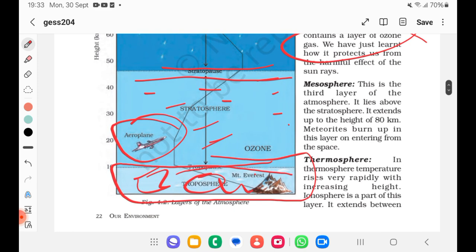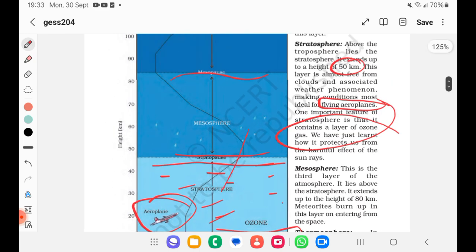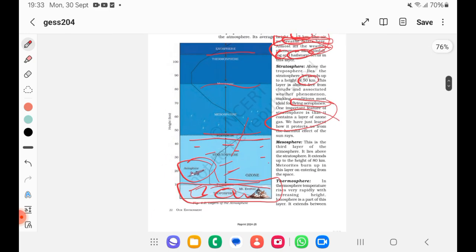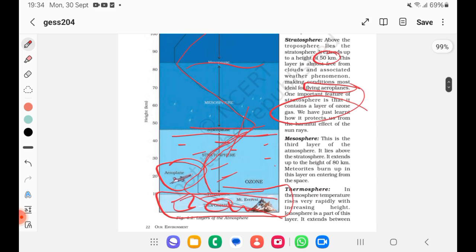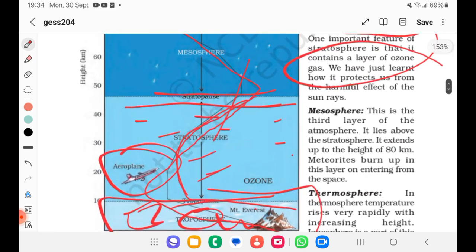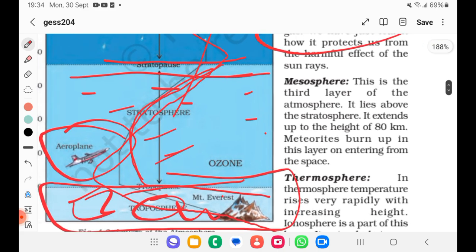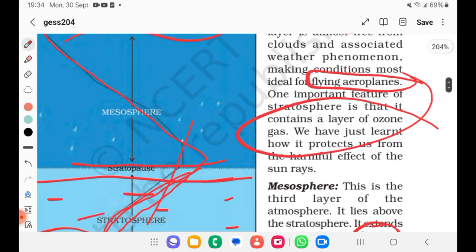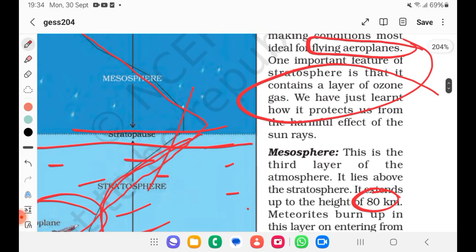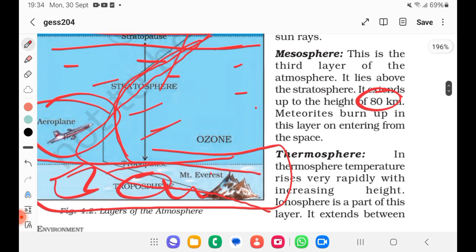Okay. Next we have a mesosphere. See, the next one. This is the temperature line. So as we go up, in troposphere temperature reduces, then in stratosphere it increases, in mesosphere it reduces, and in exosphere it increases. Okay. So mesosphere, this is the third layer of the atmosphere. It lies above the stratosphere. It extends up to 80 kilometers. We have seen 35 kilometers of stratosphere, 50 kilometers of troposphere and 80 kilometers of mesosphere.